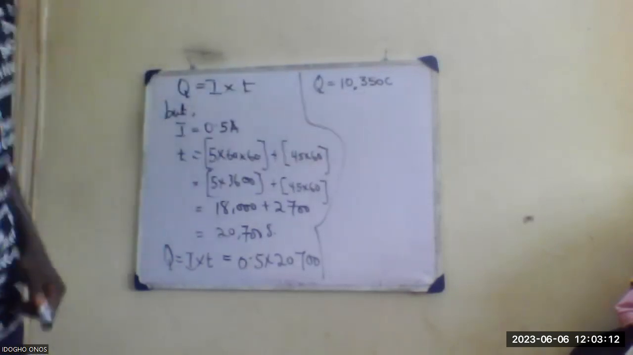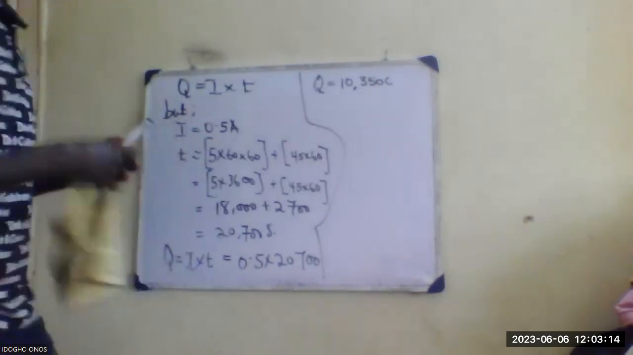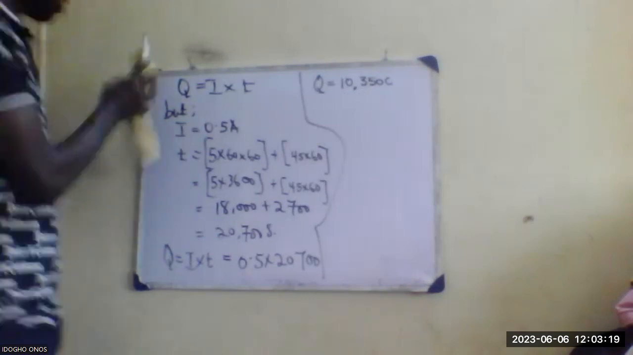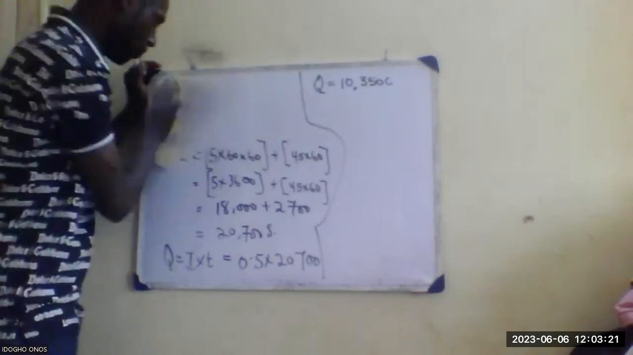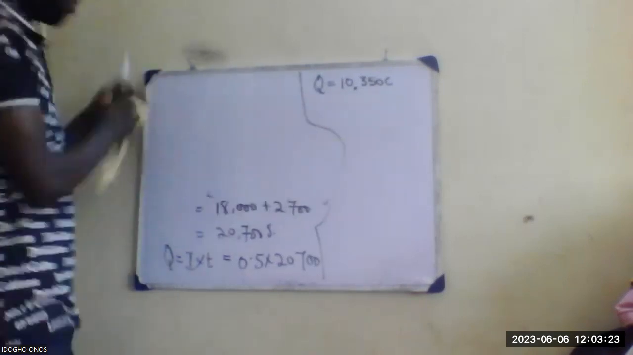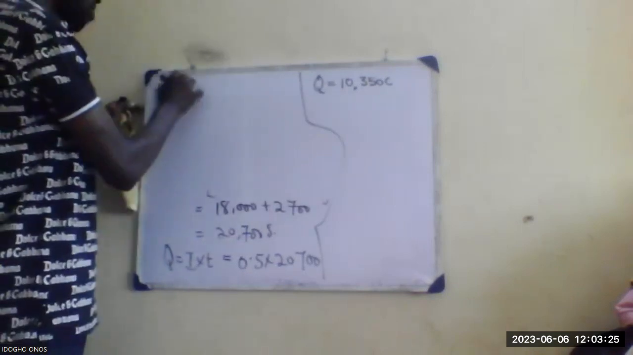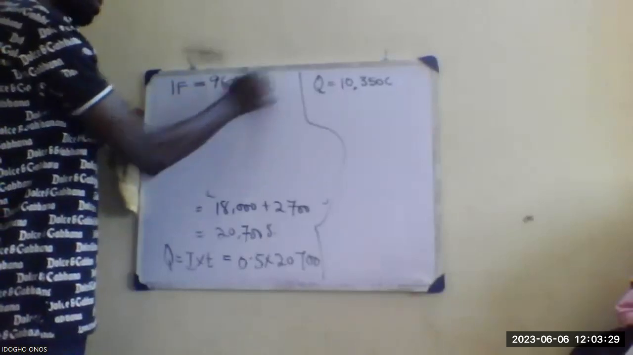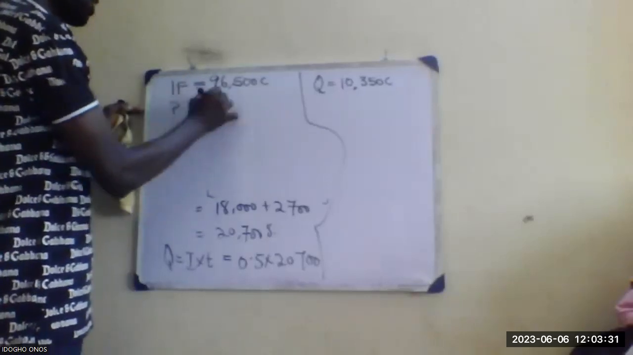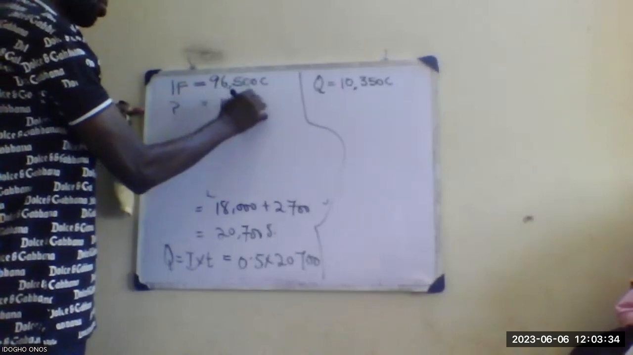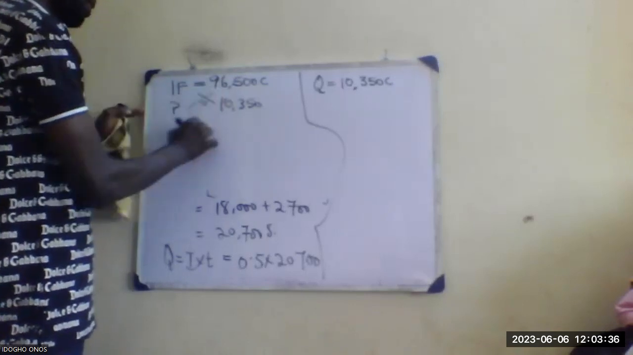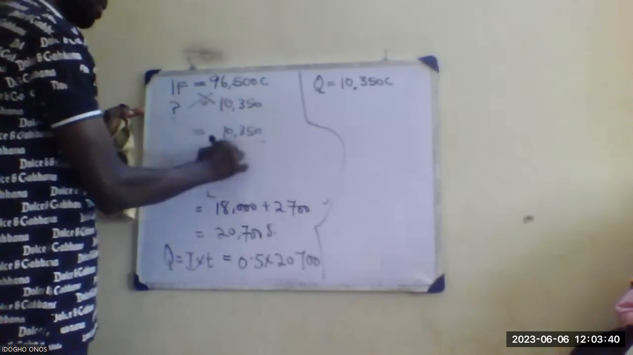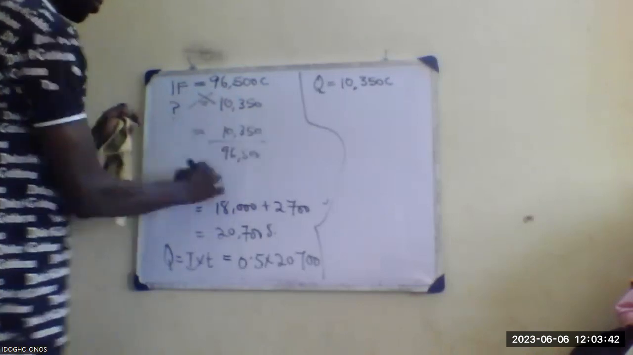But since the options are in Faraday, I will now convert the coulombs to Faraday. So I will clean this side up. And I'll now write this: 1F, which is 1 Faraday, is equal to 96,500. So how many Faraday will I get in 10,350? We cross multiply. That gives me 10,350 divided by 96,500.